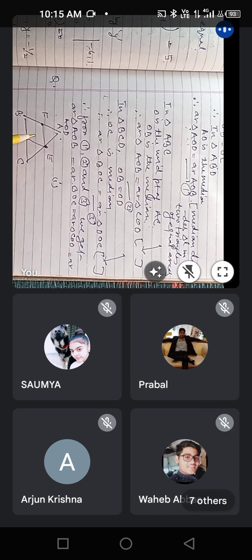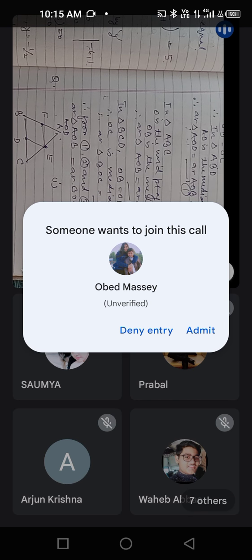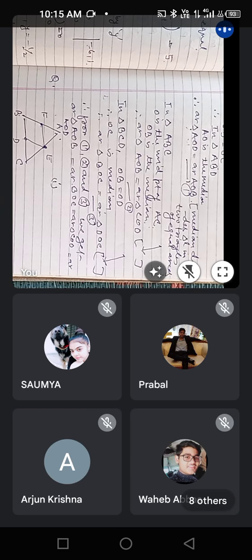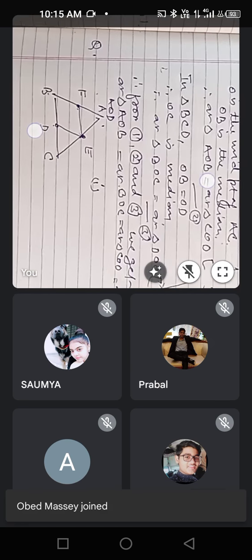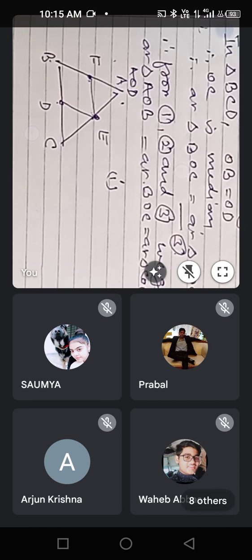So let's see the first part here. What do you get here? This is the midpoint here, this is the midpoint here. E and F, these are the midpoints. So EF is parallel to BC. So write down here in this question.